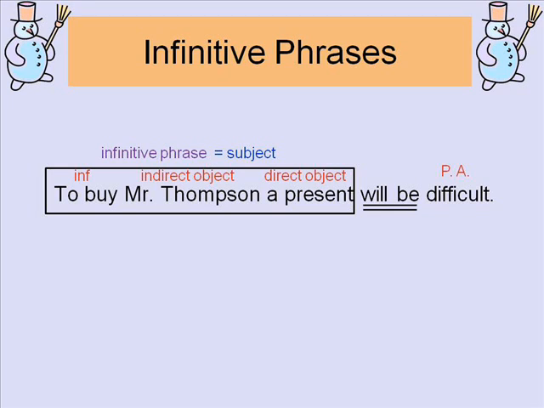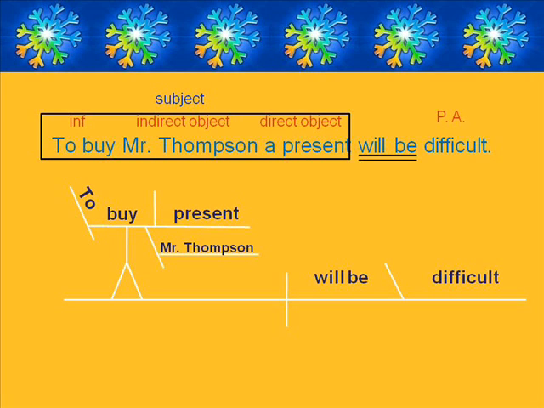To buy what? A present. To buy a present for whom? Mr. Thompson. So Mr. Thompson is the indirect object in the infinitive phrase which serves as the subject of our sentence. Now let's look at how we would diagram that.